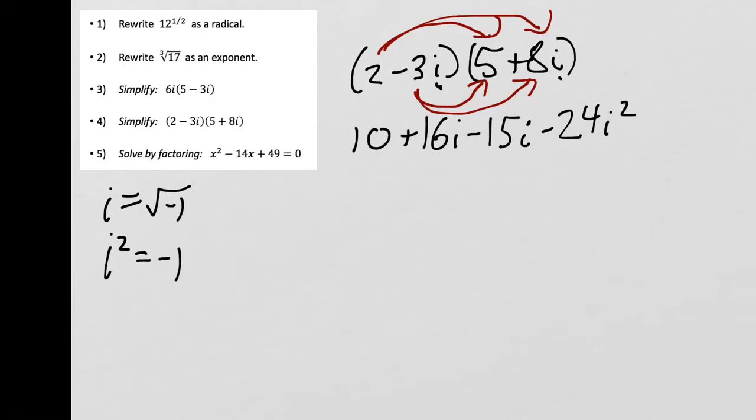So 2 times 5 is 10. 2 times 8i is 16i. Negative 3i times 5 is negative 15i. And negative 3i times 8i is negative 24i squared.